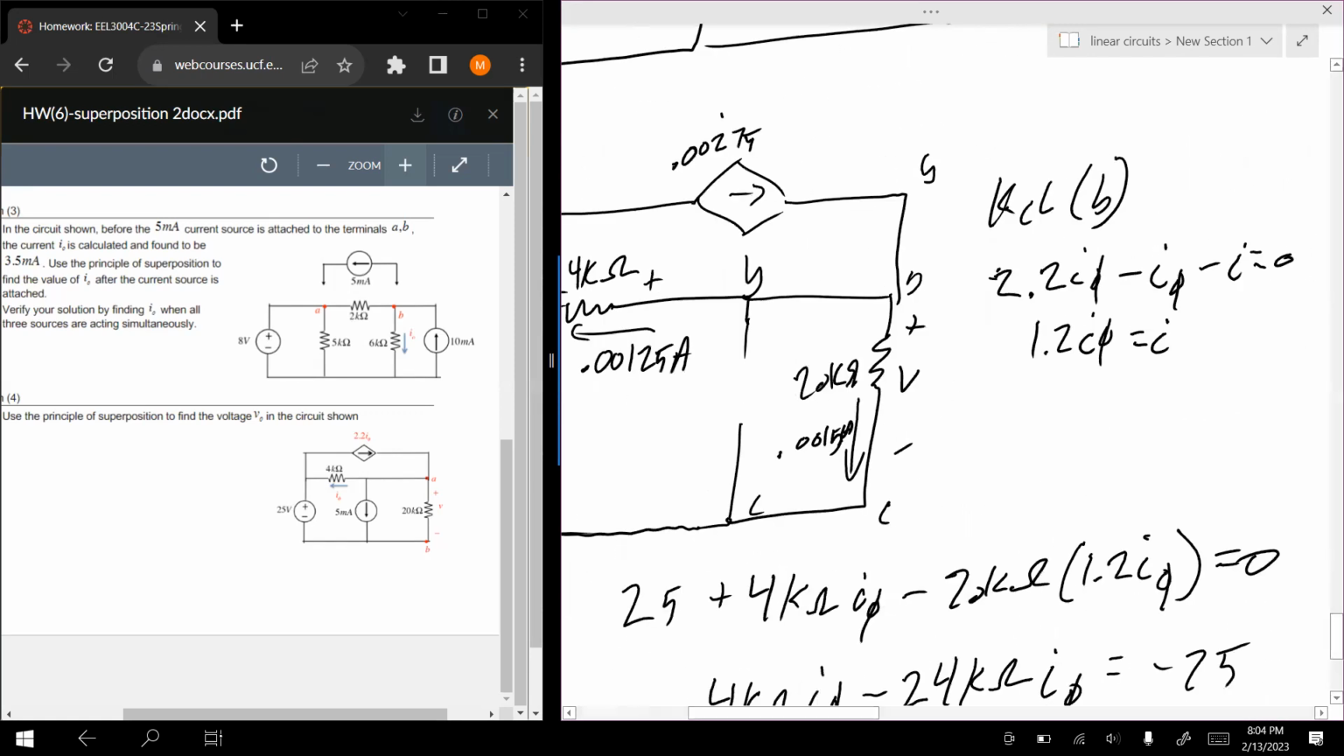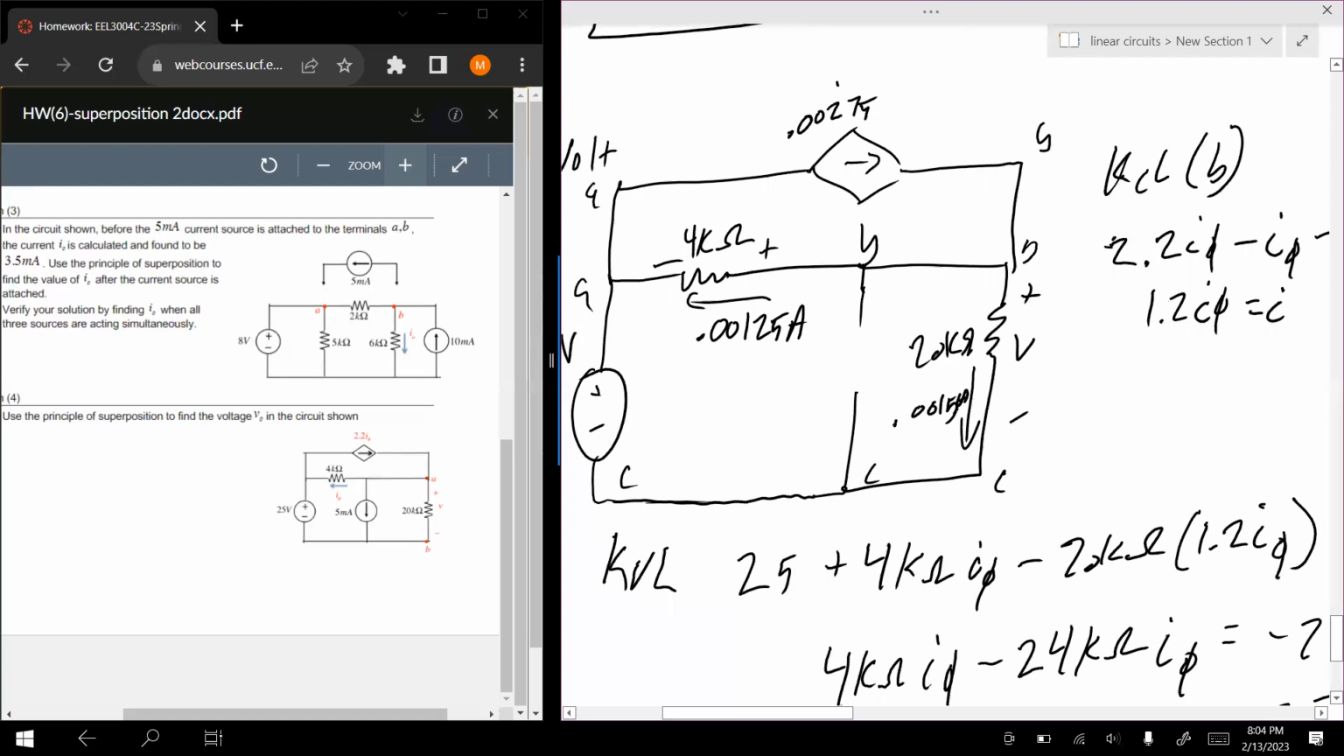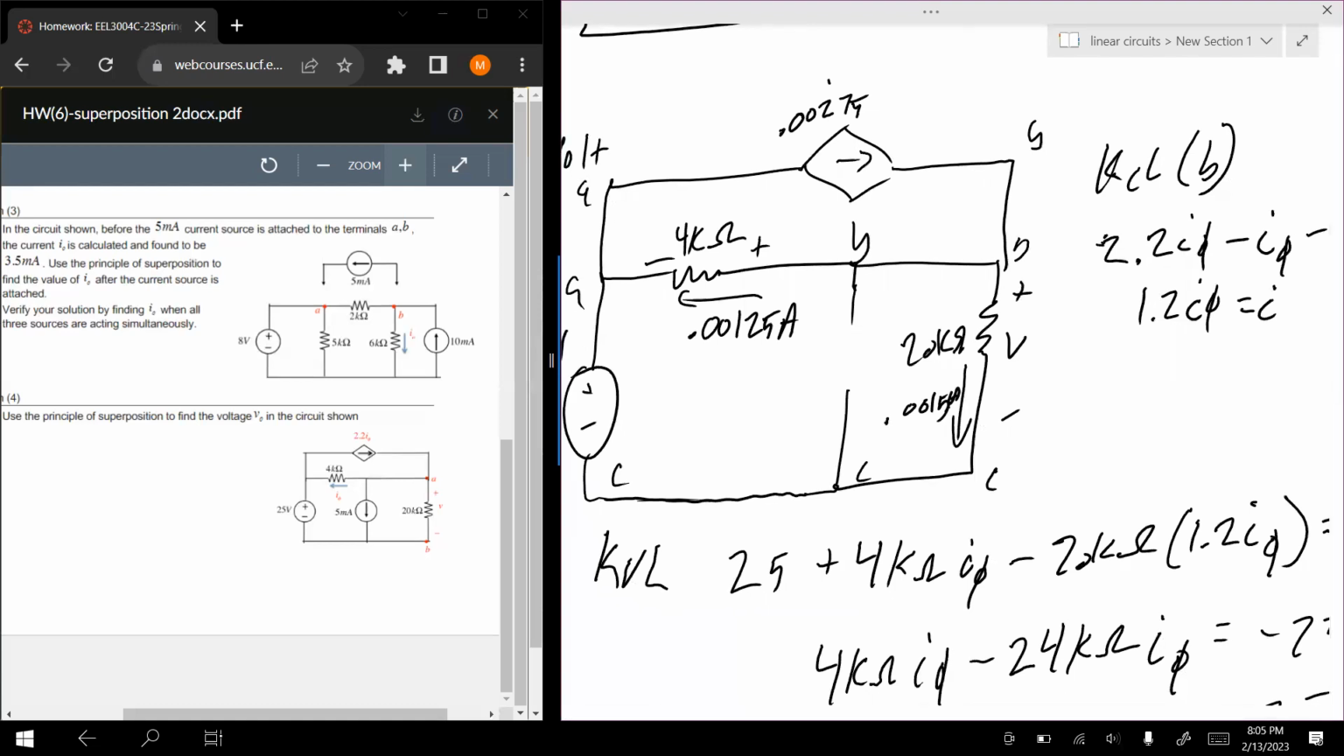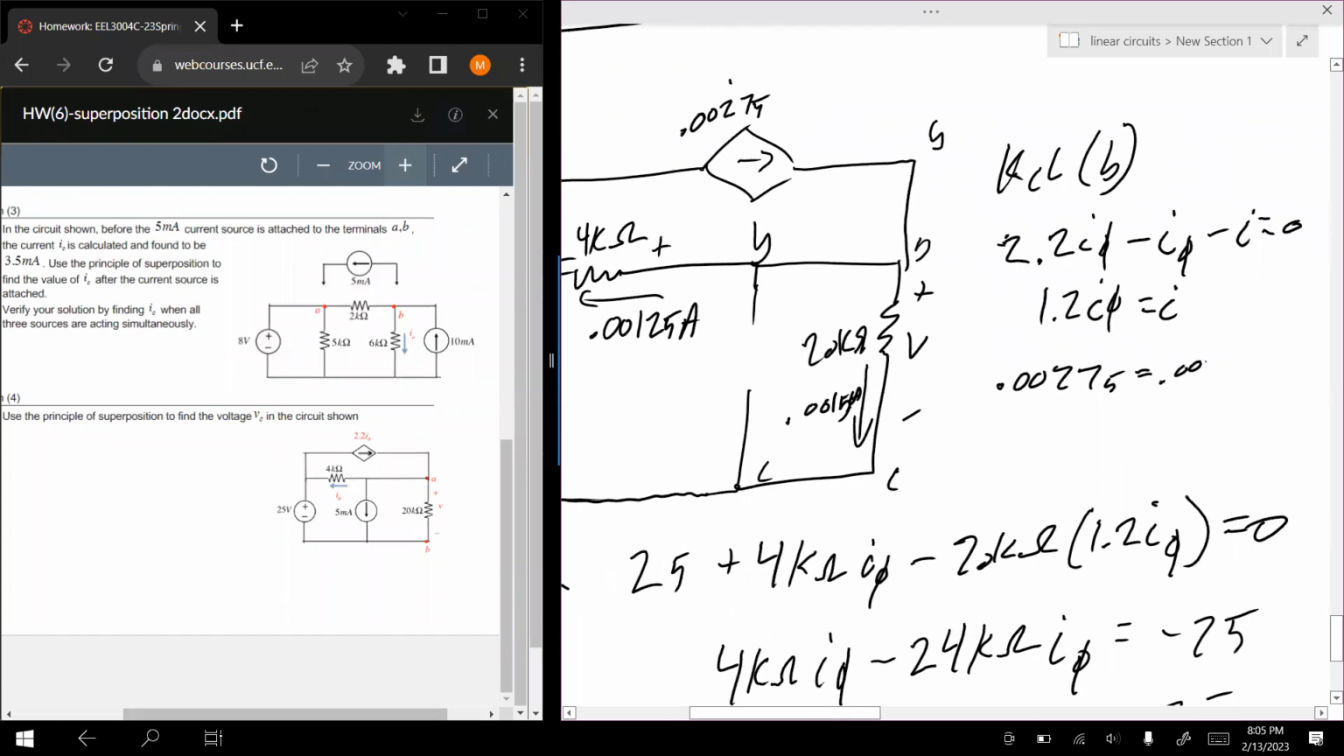So here's actually a cool way we can check this. Let's look at KCL again. We have 0.00275 going in. That should be equal to 0.00125 plus 0.0015 running out of here. And if you punch that into your calculator, you find that they actually are equal. So it works out so far, which is good.